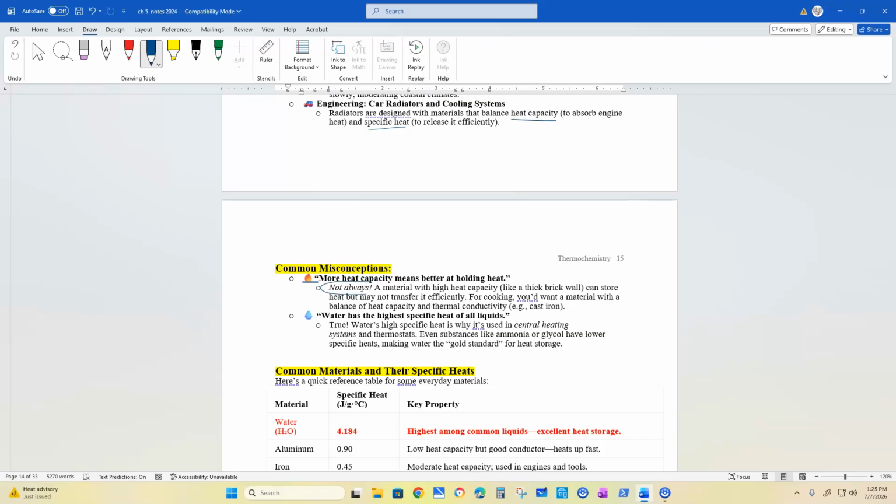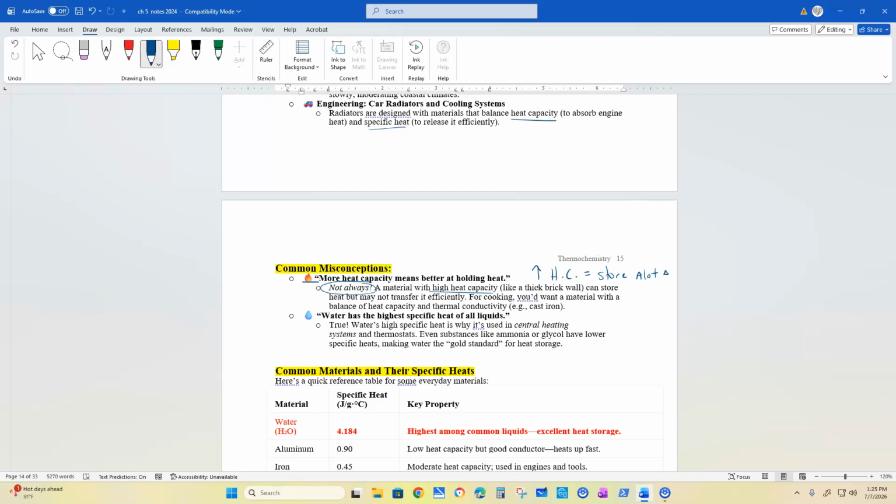Now, a common misconception: more heat capacity means better at holding heat. No, no, no, not always. A material with very high heat capacity, like a thick brick wall, can store heat but may not transfer it efficiently. So because it has a high heat capacity, it can store a lot of heat. And I'm going to do my little triangle for heat.